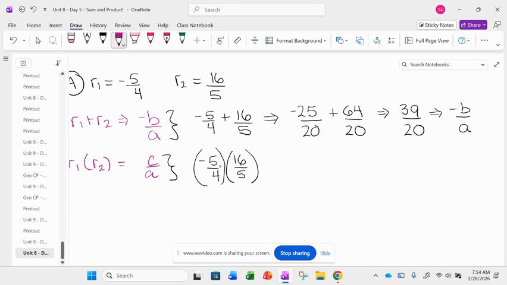Let's say I did cross simplify. Let's just do it that way. Let's say 4 goes into 16 4 times, and then I could say 5 goes into 5 1 time. Do we agree? So now we're going to multiply across. I'm going to have negative 1 times 4 is a negative 4, and then 1 times 1 is 1. So this would tell me C over A, but there's a problem there. Because in the first sum of the roots, aren't I saying A is 20? But now in the product of the roots, I'm saying A is 1. Can I have two different values for A? No, I have to make my A's the same. So what would I have to do here to make the A's the same?